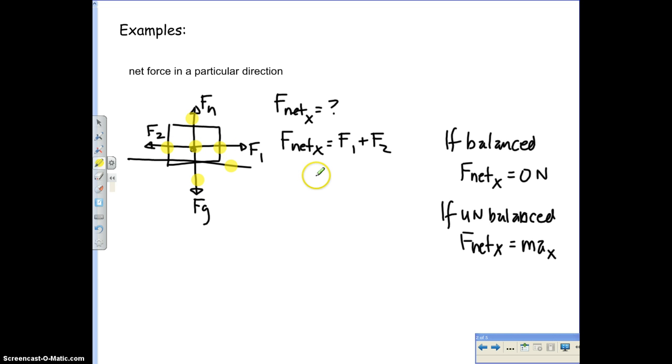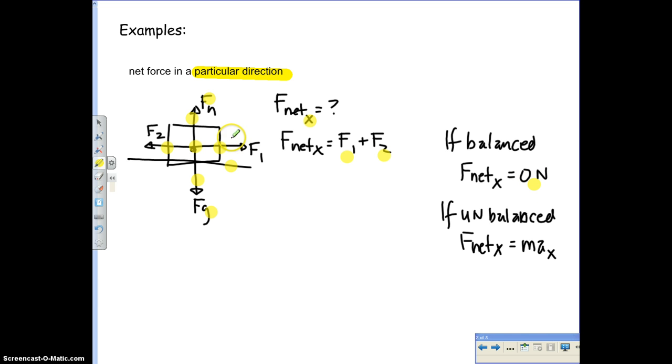So force 1 is a little bit bigger. So what if I asked you for the net force in a particular direction? What if I asked you for the net force in just the x direction? Basically what I'm saying is, forget this force because that's vertical, and forget this force, it's vertical. If I add just the two forces that are horizontal, force 1 and force 2, together, what number do I get? Well, if these are balanced forces, that's going to add up to 0.